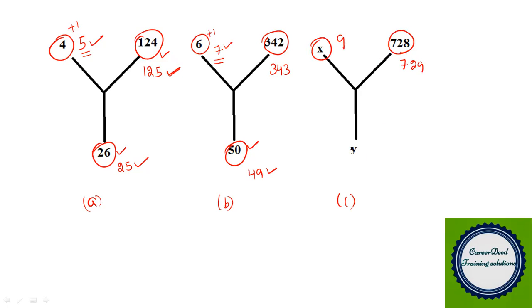So here you have 9 square, 81. Instead of 81, you have to mark 82, because 81 plus 1 is 82. So the answer for x is 9 and the answer for y is 82. For this, you have to be thorough with squares and cube numbers. If you understand the relationship between the first and second figure, you can easily answer the third figure. So this is completely related to number puzzles.